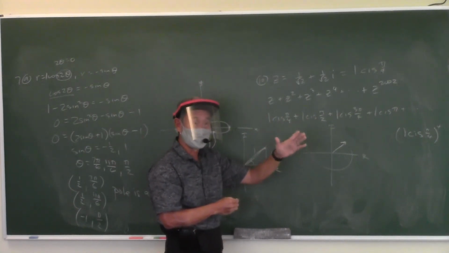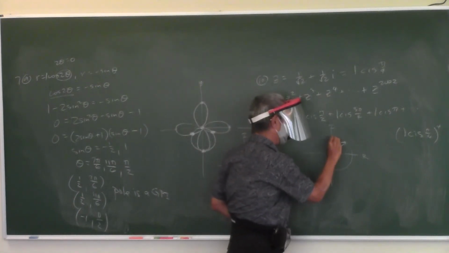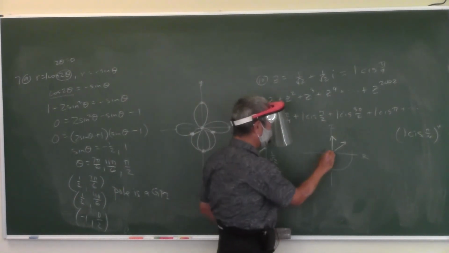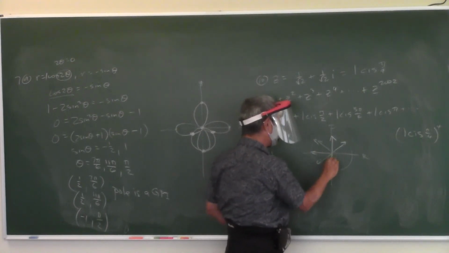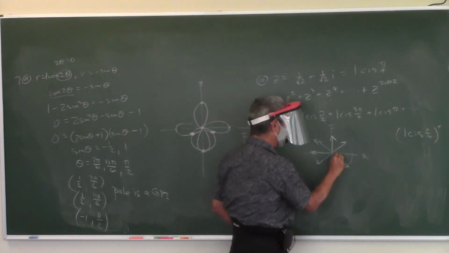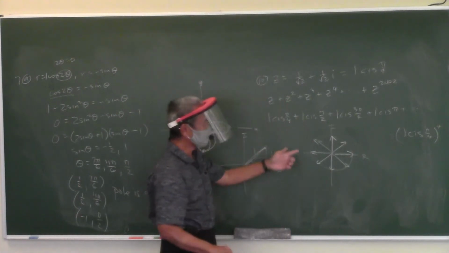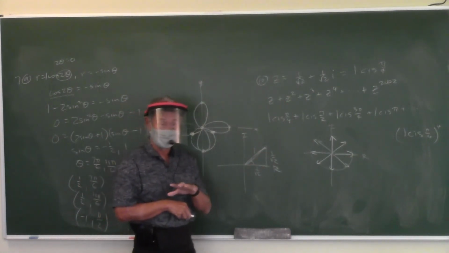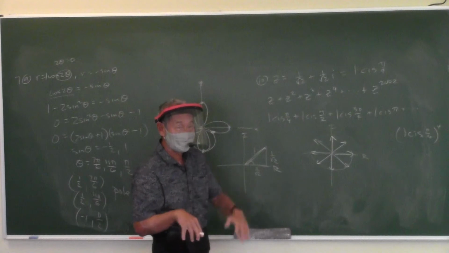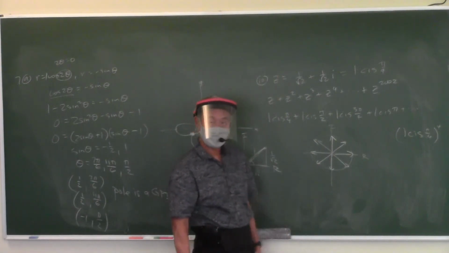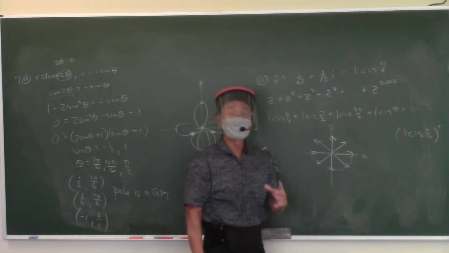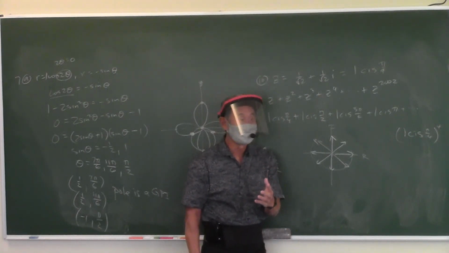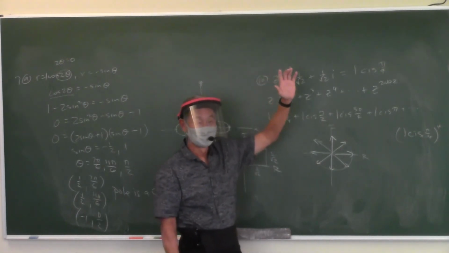1 unit long, making an angle of pi over 2. That one. That one. And then if I just continue this, okay, that's the first 8. Now you guys in physics, tell the people who don't have physics now, what happens when I add these 8 vectors up? 0. You get 0. They cancel out.